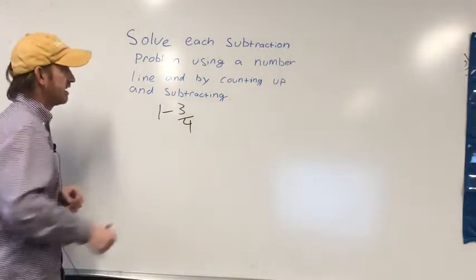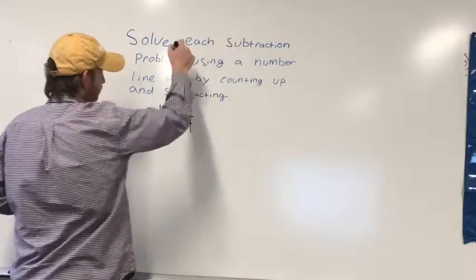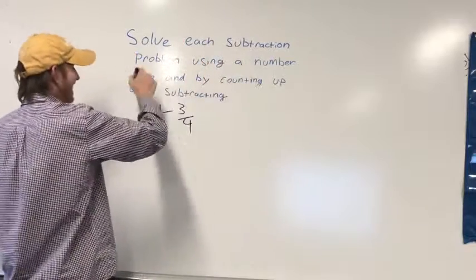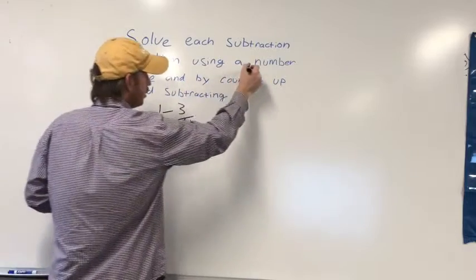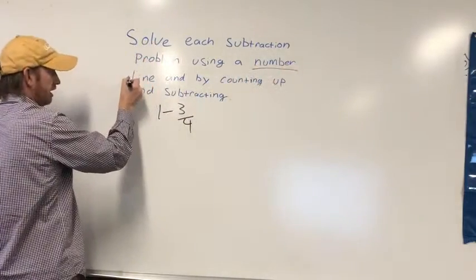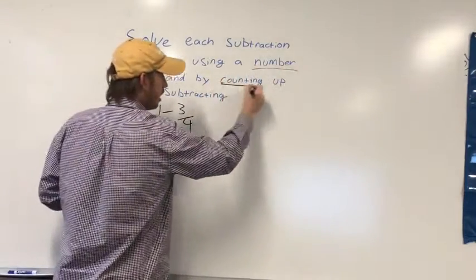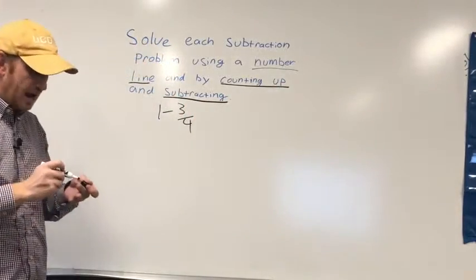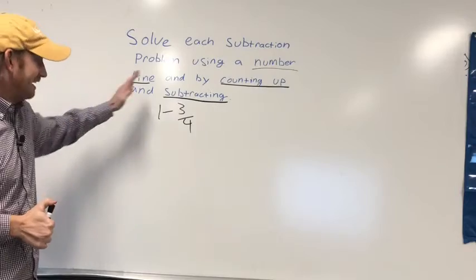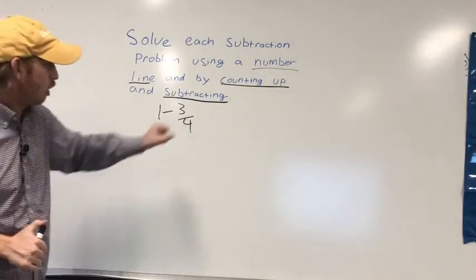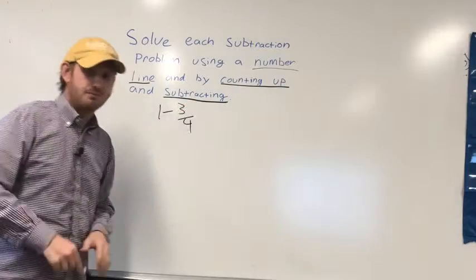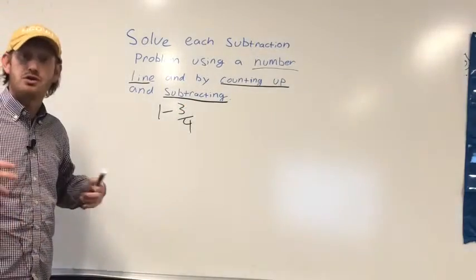So this problem says, solve each subtraction problem using a number line and by counting up and subtracting. So I'm going to underline number line, counting up, and subtracting. Because now I really know that I need to make a number line, I need to solve it by counting up, and I need to solve it by subtracting. There's no way that I don't know what to do now.